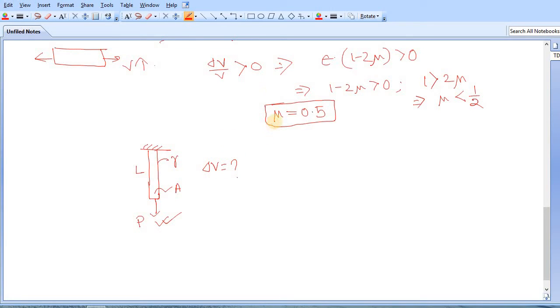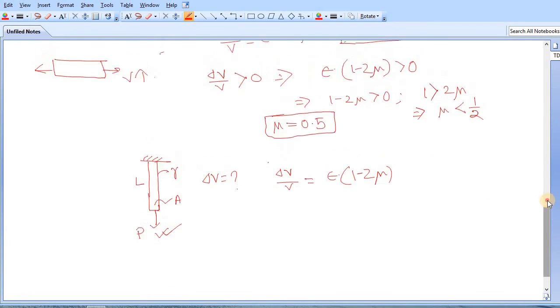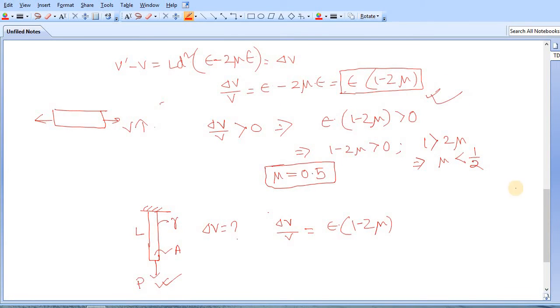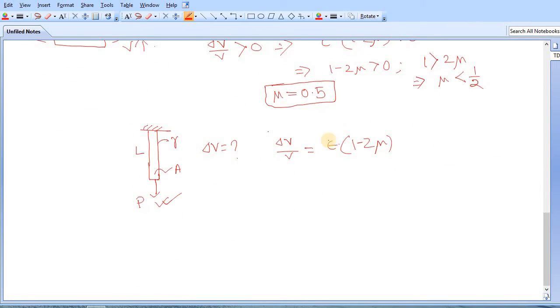So the unit volume change you have just calculated: delta V by V is your epsilon multiplied with (1 minus 2 mu). This is the equation of unit volume change. And now the task is you have to calculate the strain. So strain due to this external load is nothing but stress by E, where stress is P by A, so strain is P by AE. Clear?